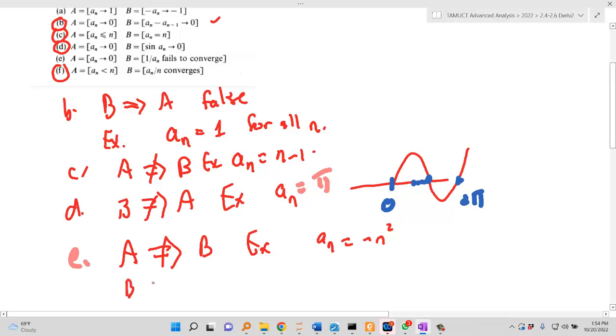We also have B does not imply A. Now, why is that true? If an over n converges, then an certainly does not need to be less than n. Let's see if we can think of an example. All we need to do is find one case where an is not less than n. We could say, for instance, an is equal to 4 square root of n, something like that.